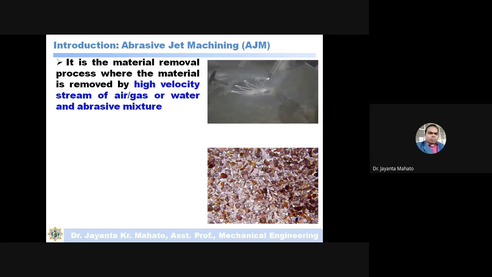Okay. So this abrasive jet machining is the material removal process where the material is removed by a high velocity stream of air or gas or water and abrasive mixture. इसमें जो एब्रेसिव पार्टिकल है, this abrasive particle flows at a very high velocity. हाई वेलोसिटी कैसे होगी? By a stream of hot air, और गैस भी हो सकती है, और वाटर भी हो सकती है. तो either water or gas or air में फ्लो होगा, एंड गैस और वाटर के साथ एब्रेसिव पार्टिकल है.